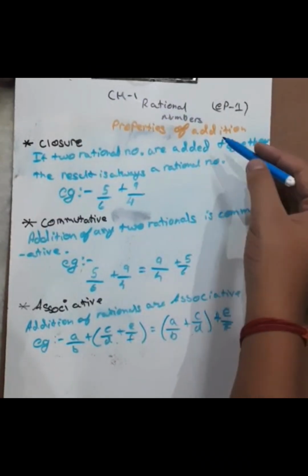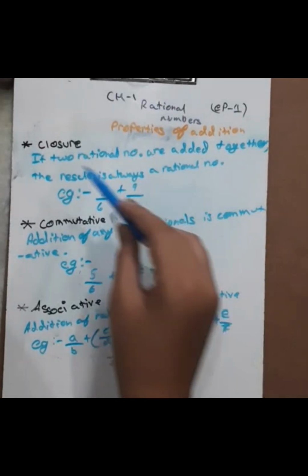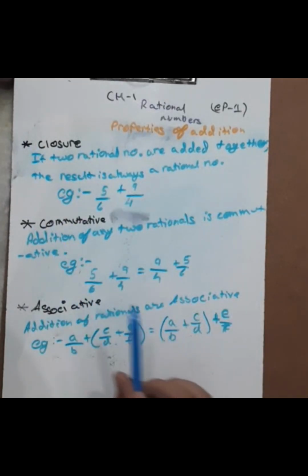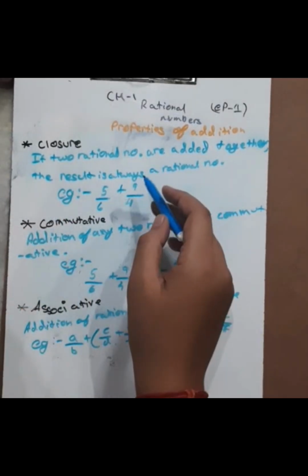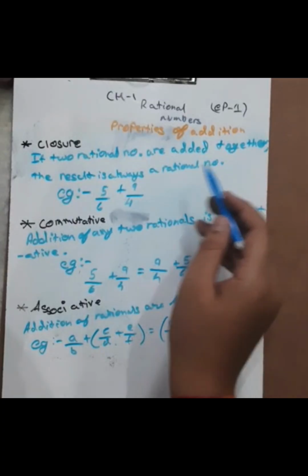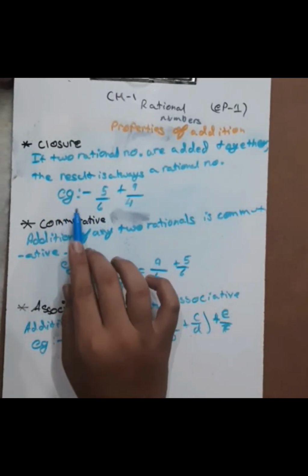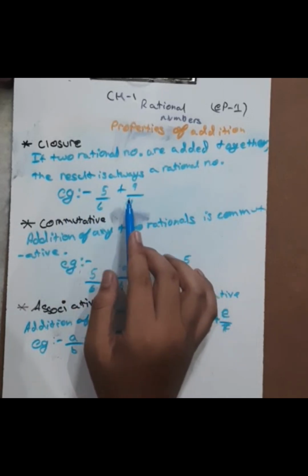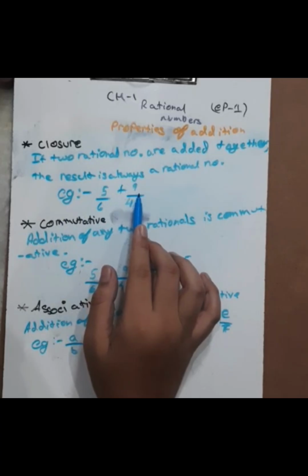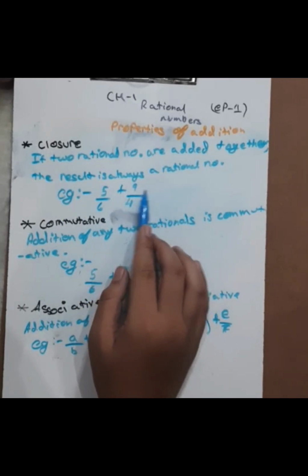So guys, the properties of addition are the closure property, commutative property, and associative property. The closure property says that if two rational numbers are added together, the result is always a rational number. See the example, 5 by 6 plus 9 by 4. If we add them, there will be a rational number because it's in P by Q form.